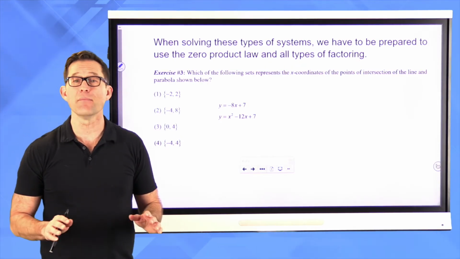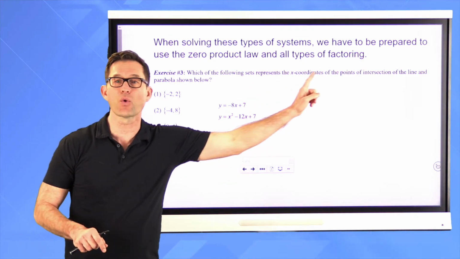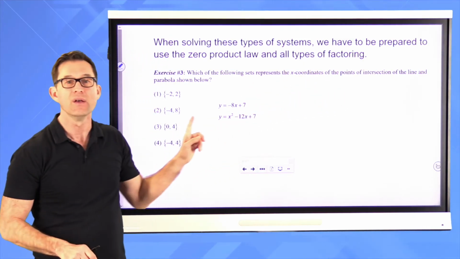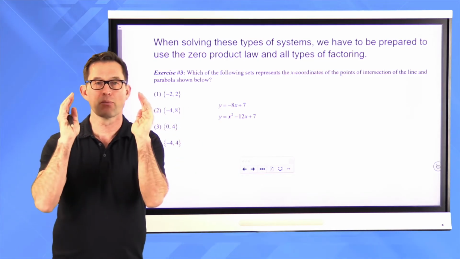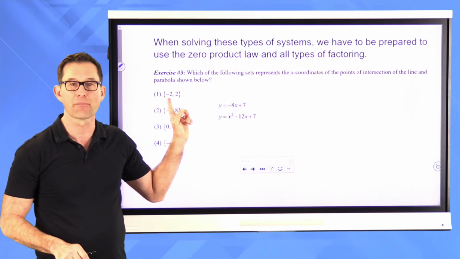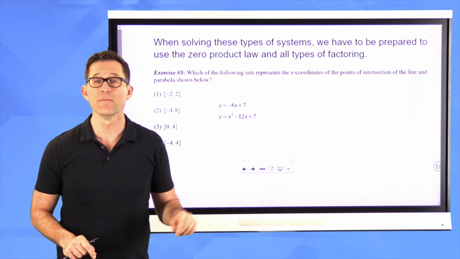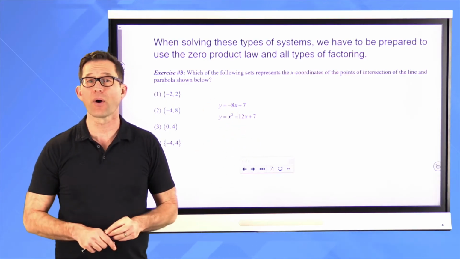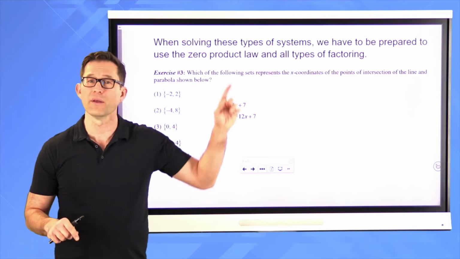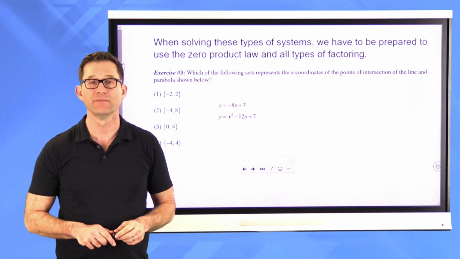So in this case, I am not looking for the full coordinate point. I just want the x-coordinates of the points of intersection. So each one of these choices, these aren't coordinate points, right? If they were, there'd be parentheses around them, not the squiggly set brackets. These are the x-coordinates. So I'd like you to see if you can do this. Set the two functions equal to each other, and then use the zero product law or whatever you want. I mean, here we're talking about the zero product law to find the two x values.